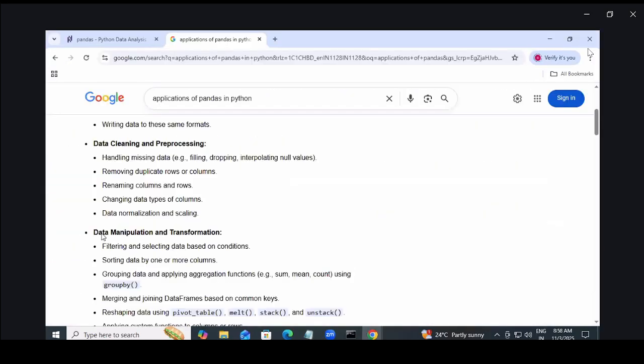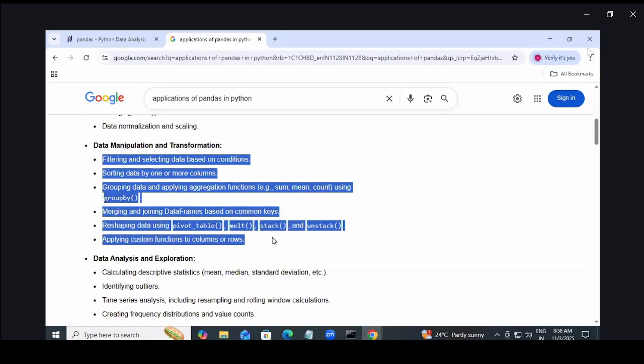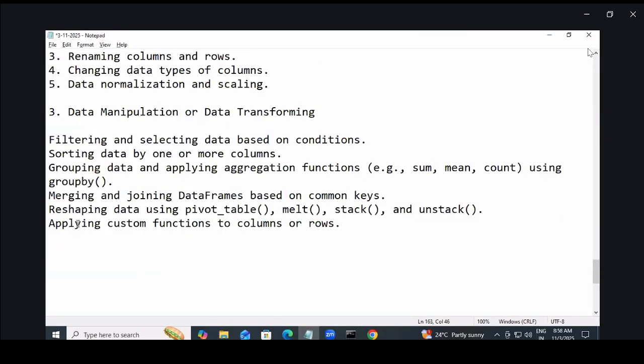So data manipulation consists of all this you can do. Reshaping the data using pivot table, melt, stack, and unstack. Stack means you know it. We have seen stacking, vertical stacking, and one more is horizontal stacking. Stacking is concatenating or joining. That you can call stack: stacking, V stack, H stack.